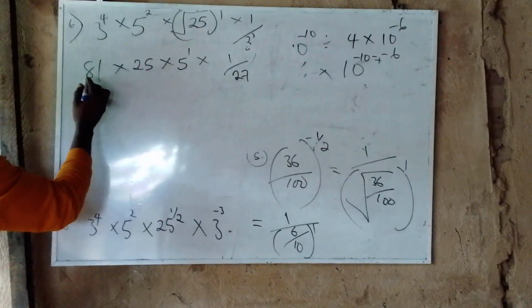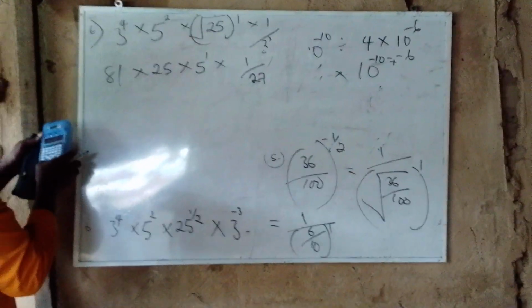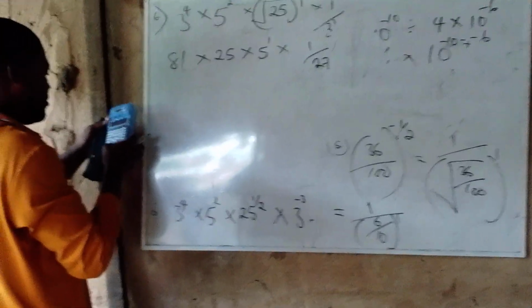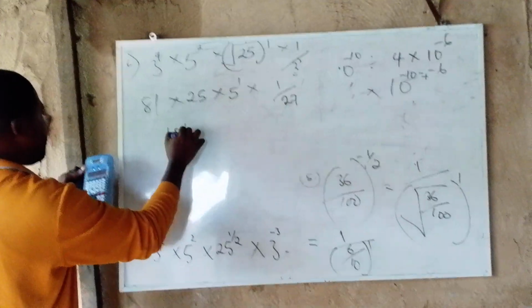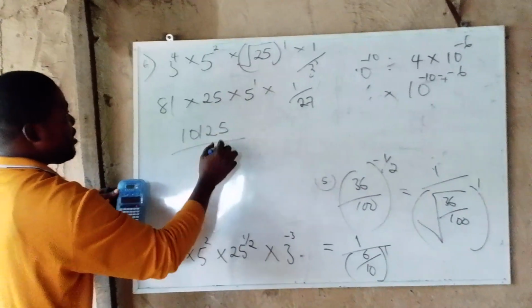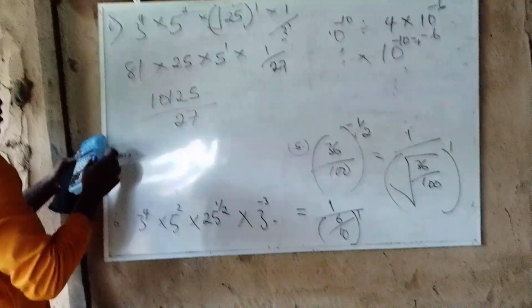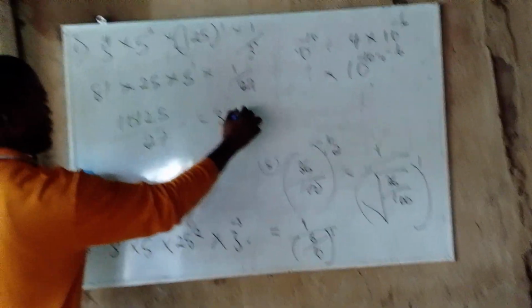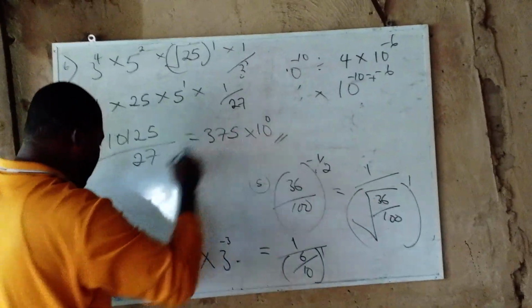So here we now have 5 raised to the power of 1, which is still 5. So I will now have 81 times 25 times 5. I will then have 10125 over 27. Answer is equal to 375, times 10 to the power of 0 in standard form.